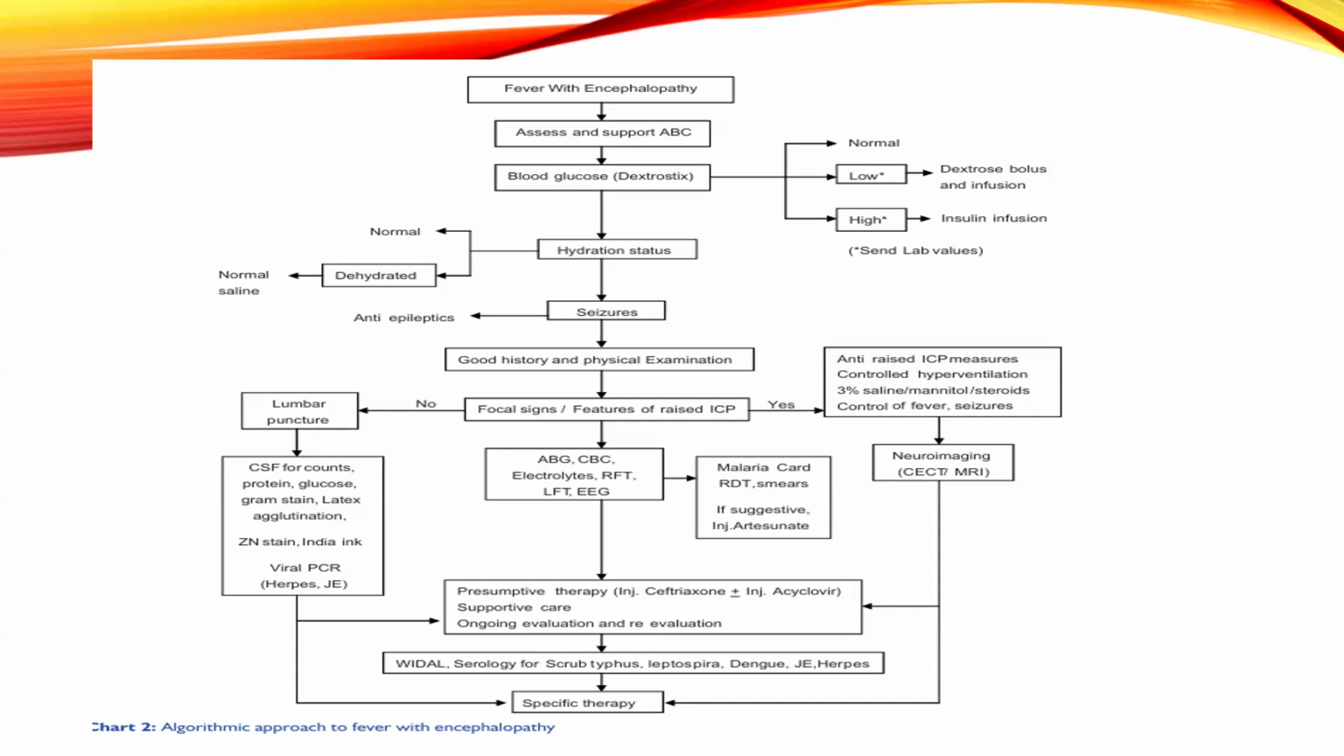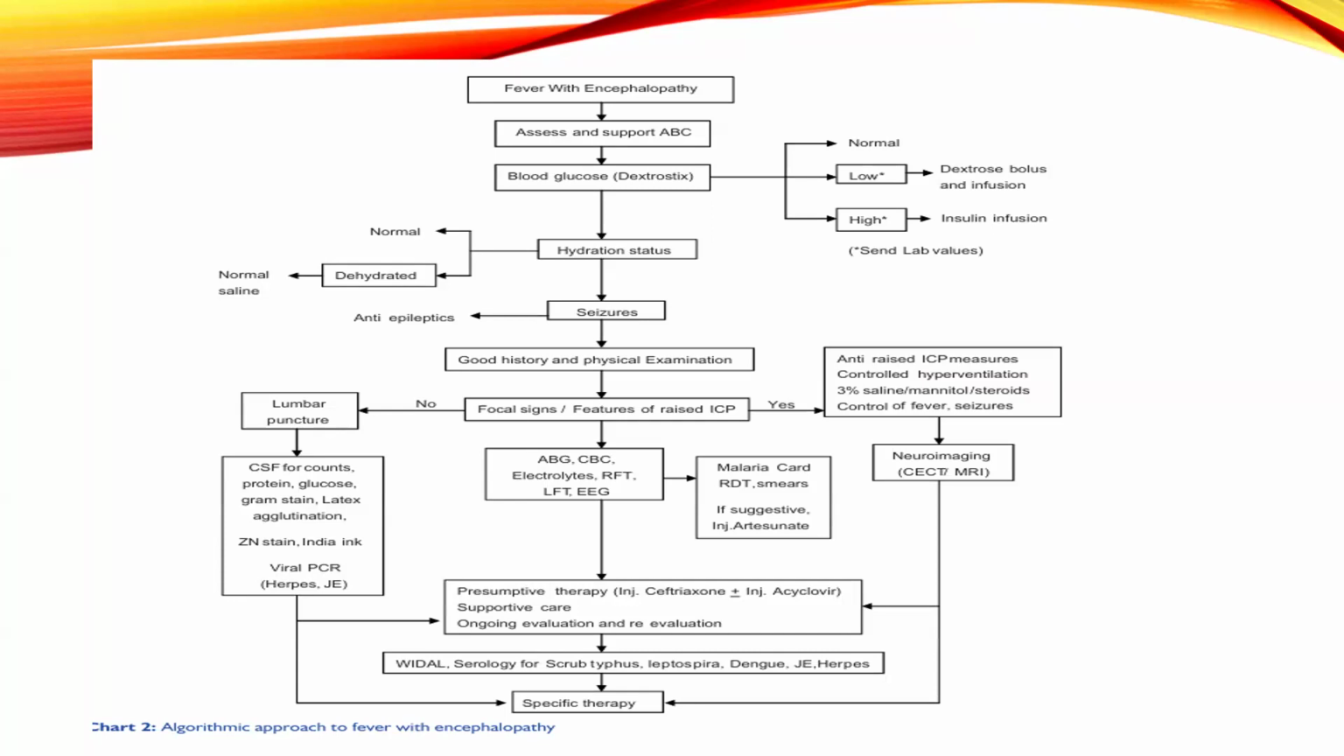But if the patient is not showing any features of raised ICP, consider lumbar puncture and send all necessary investigations like routine microscopy and cultures. Also consider TB and send the appropriate investigation. Then we can send other investigations like ABG, complete blood count, electrolytes, renal function test, liver function test. And if the malaria card test is positive, then suggest the RT.